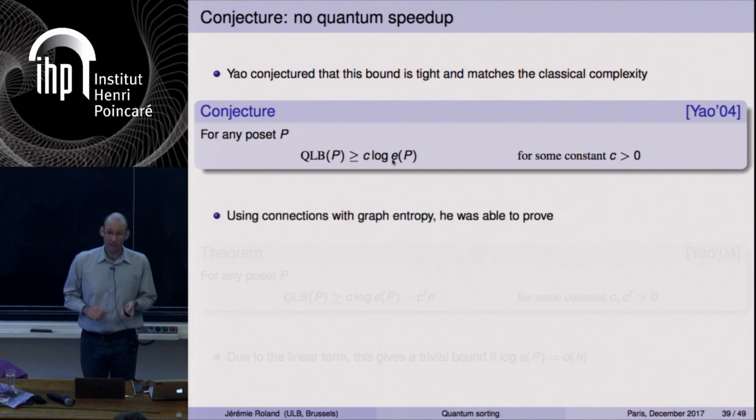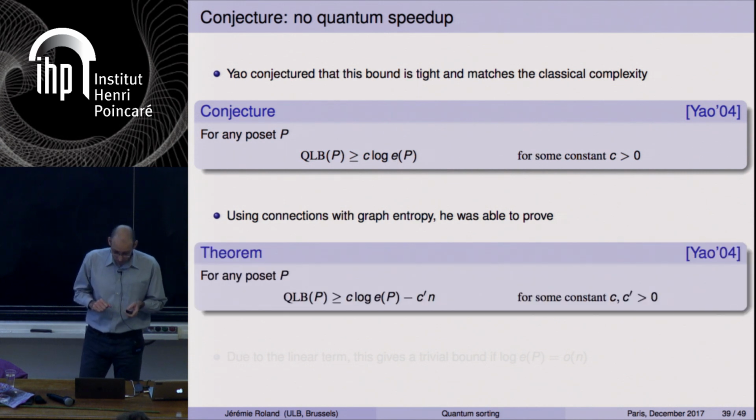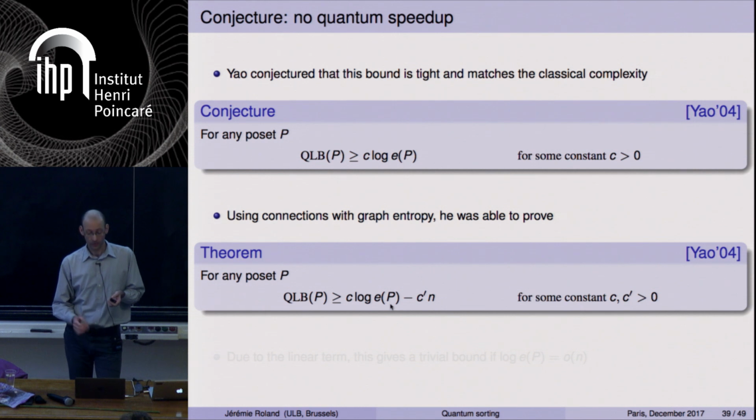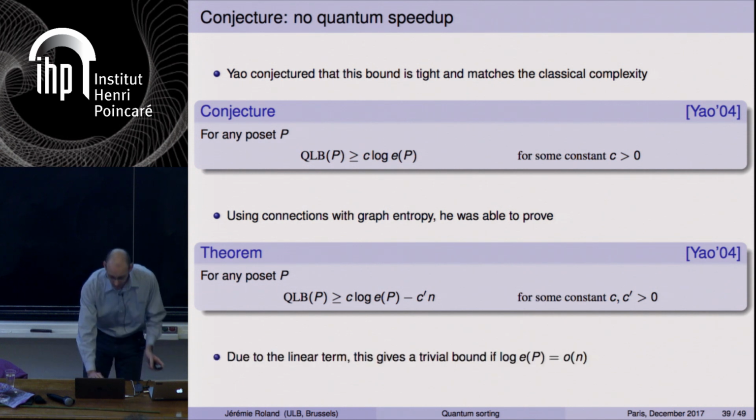And using the connection with graph entropy, in particular this chain polytope and this order polytope, he could show almost this, except that there is a linear loss here, okay? And this linear loss actually is quite bad because log E of P is at most n log n, okay? So you have n log n, at most n log n minus n. So for all the partial orders that are not between n and n log n, you get a trivial bound, okay? So you get a trivial bound whenever log E of P is less than O of n.